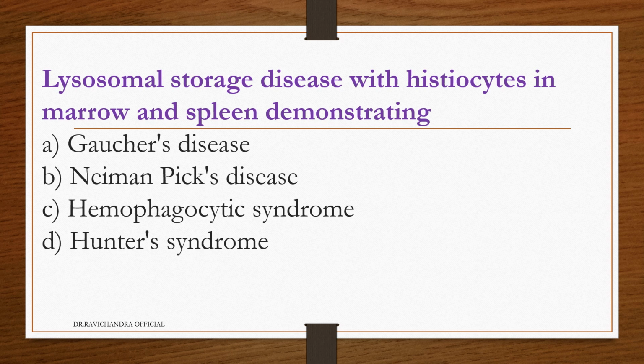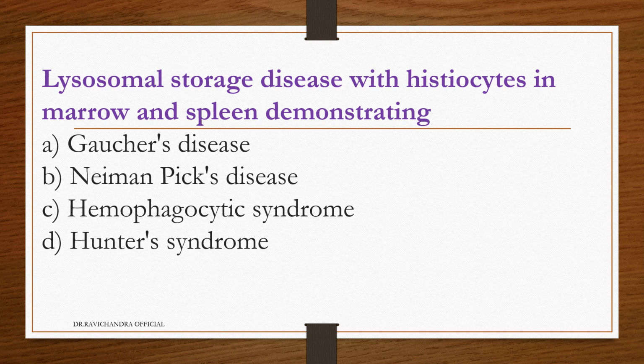Lysosomal storage disease with histiocytes in marrow and spleen demonstrating option A, Gaucher's disease, option B, Niemann-Pick disease, option C, hemophagocytic syndrome, option D, Hunter syndrome. The correct answer, in my opinion, is both Gaucher's disease and Niemann-Pick disease.